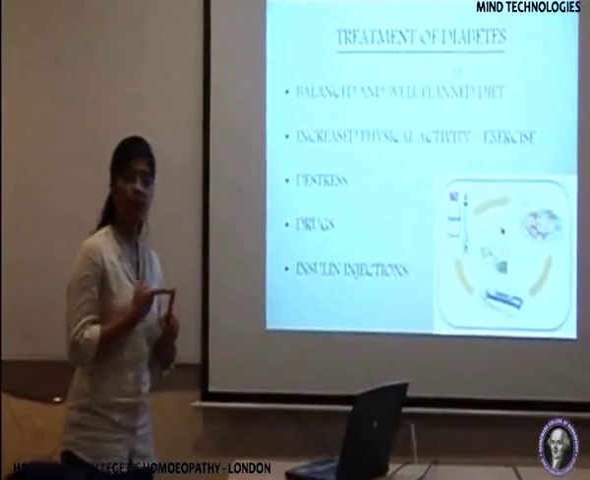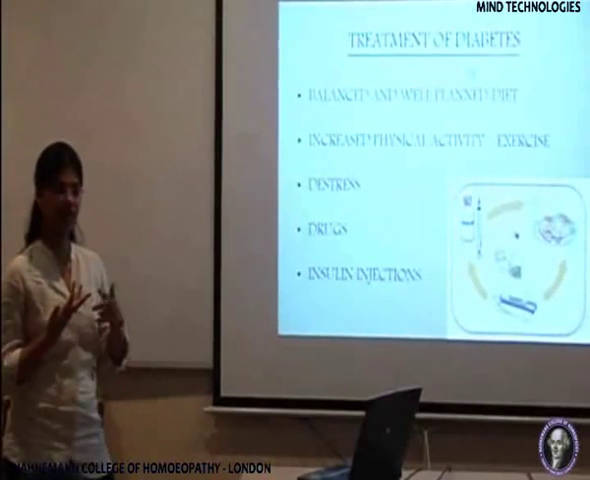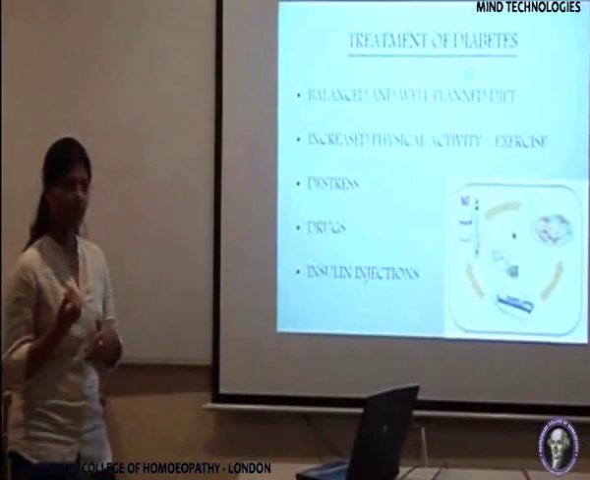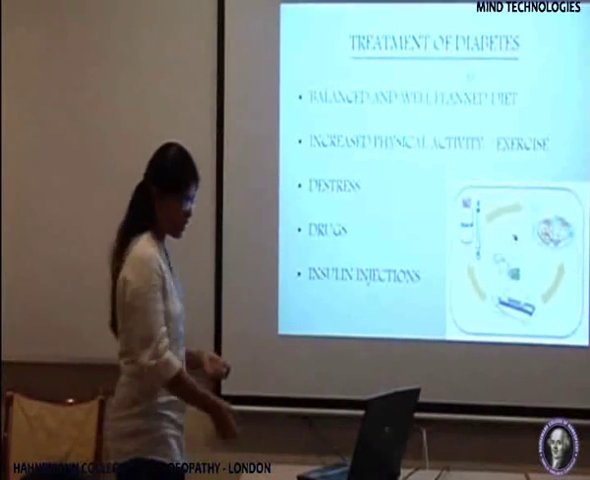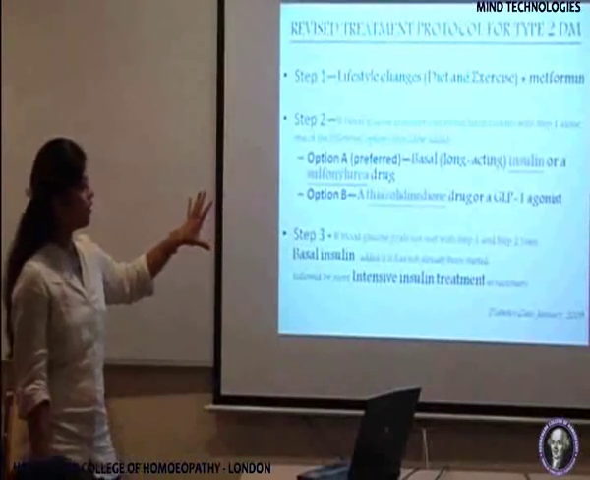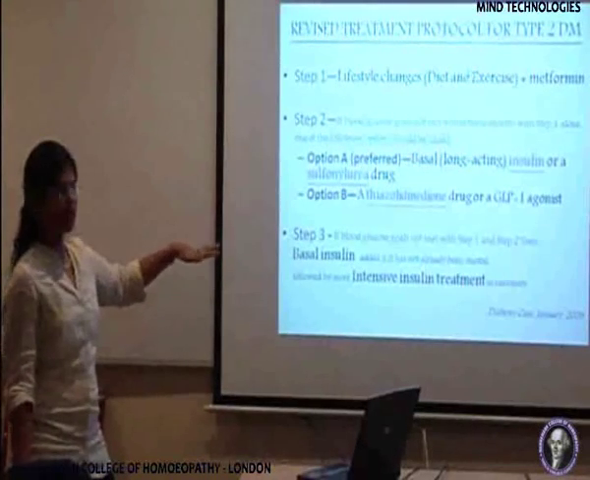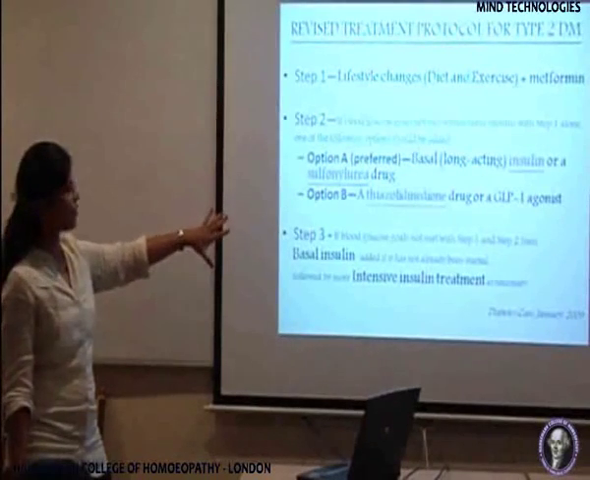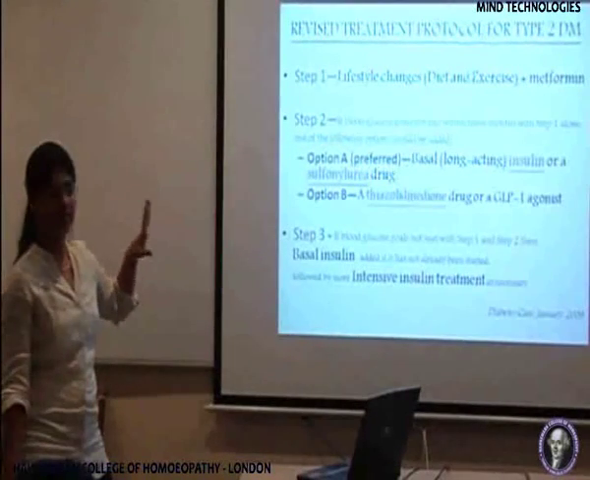So a balanced and well-done diet is the most important. Increase physical activity. Sedentary lifestyle, as you said, is one of the factors. De-stressing yourself, drugs, OHAs and insulin injections. These are the treatment plans for diabetes. This is a protocol mentioned in a Diabetes Care 2009 journal, which says these are the steps in how to treat a diabetic patient. We are not going to stress much on step 2 and step 3 because that's the job of doctors. The first step itself involves lifestyle changes, that is diet and exercise.